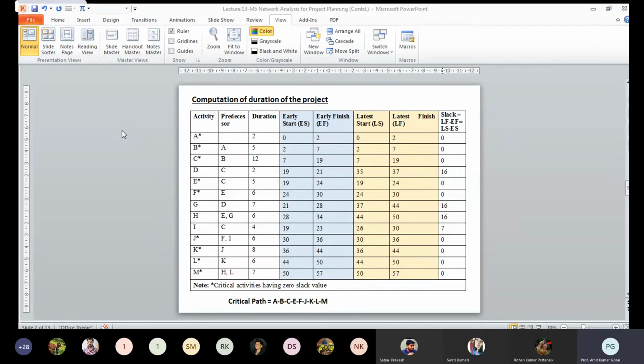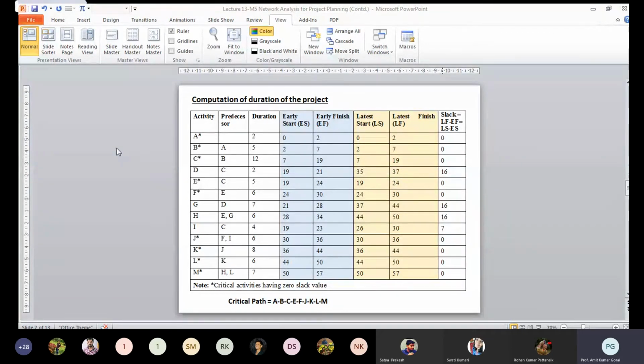Then D, C is the predecessor of D. You can start D, early start is 19, and it will take 2 weeks of time, so the early completion time is 21. Here you just note it down.